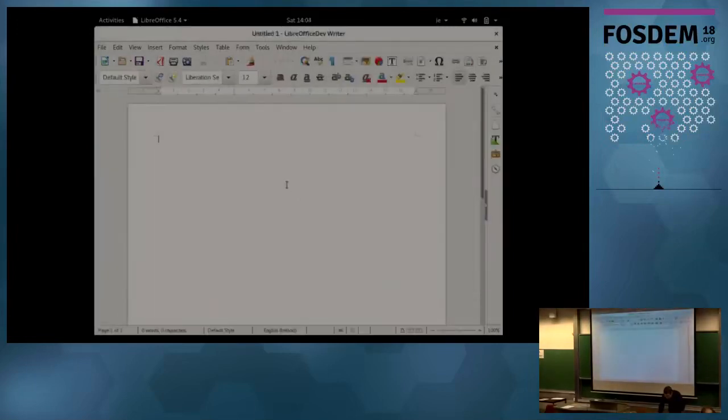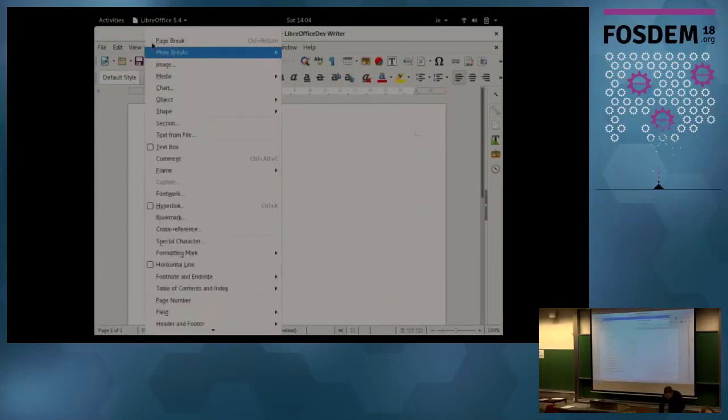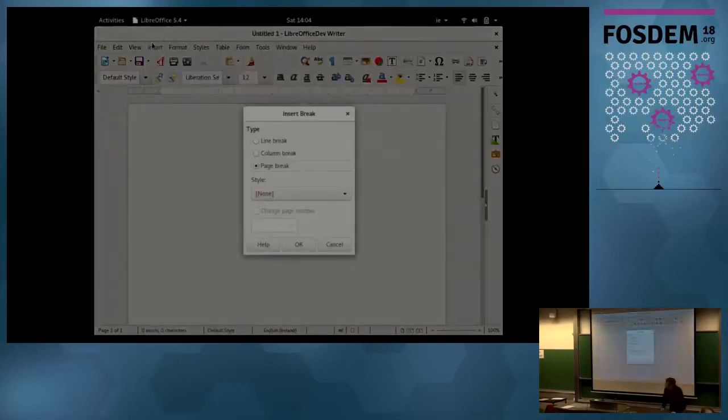And we will go for a simple one first, more breaks, insert manual break. So what this is then is a native GTK. This one has been loaded by the native GTK loader. They can both exist at the same time.